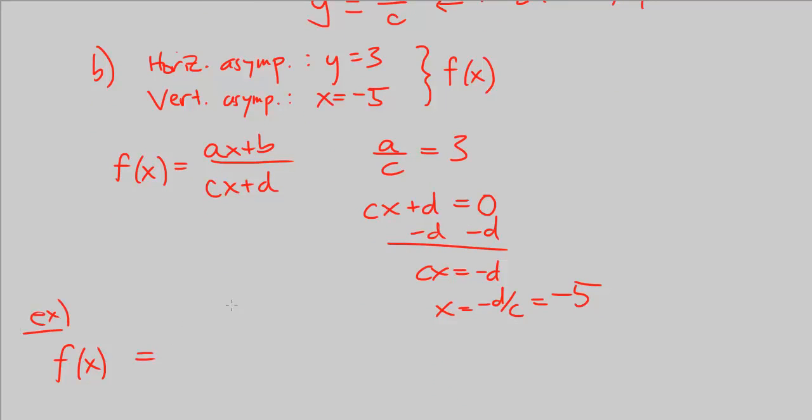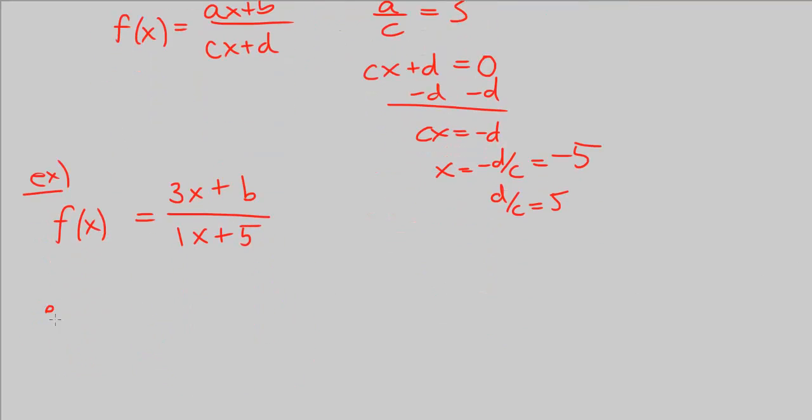Let's see if we can find a few different examples. One example: a over c is equal to 3. Let's make a 3 and c 1. B isn't used here at all, so b doesn't matter. It could be 25, 2, 5, or 36. I'm going to leave it as a variable. Negative d over c has to be negative 5. If we multiply both sides by negative 1, d over c has to be positive 5. If c is 1, that means d has to be 5. So this is one example. Can you find another example?